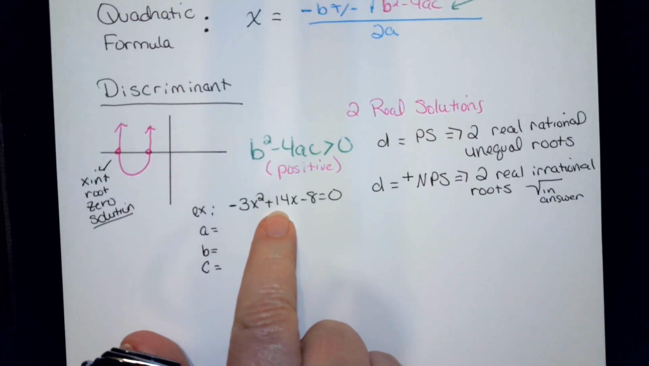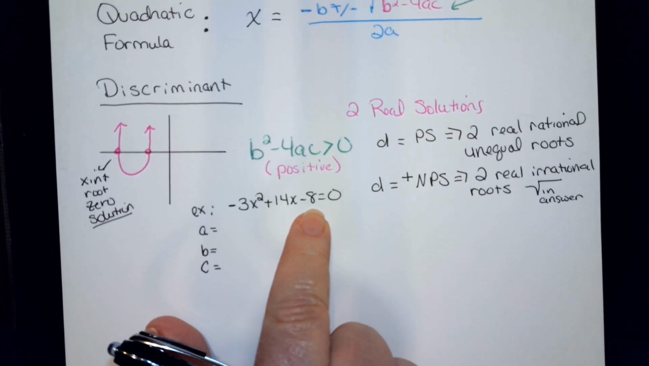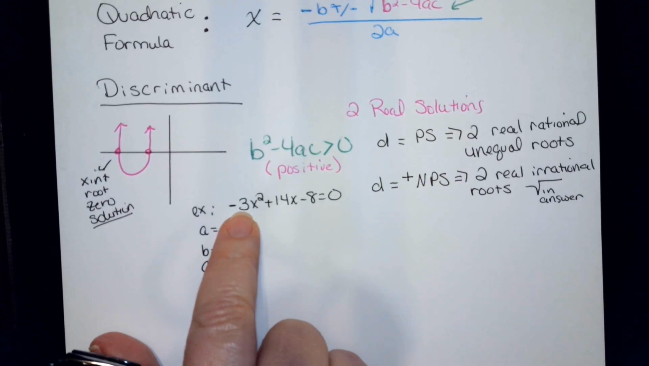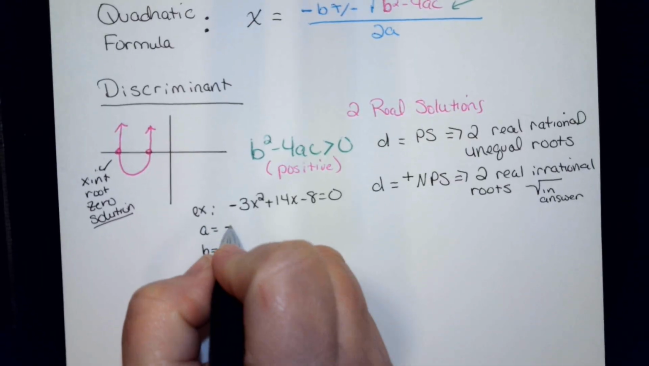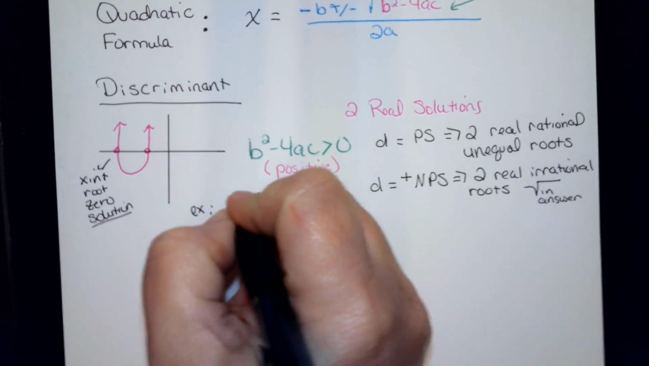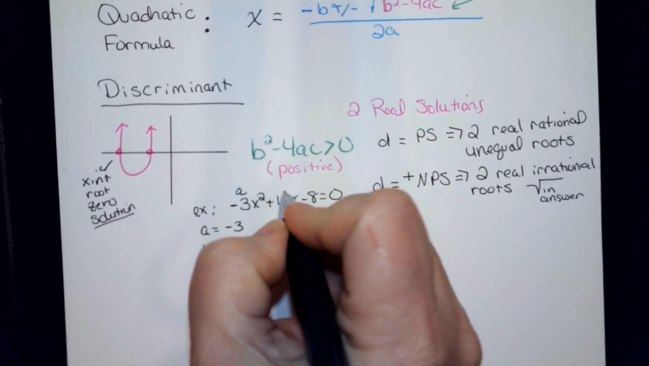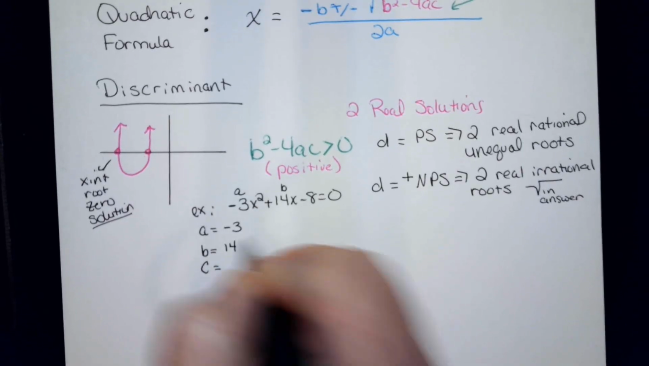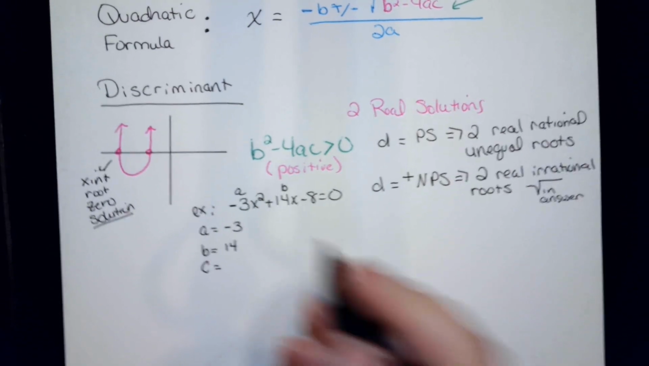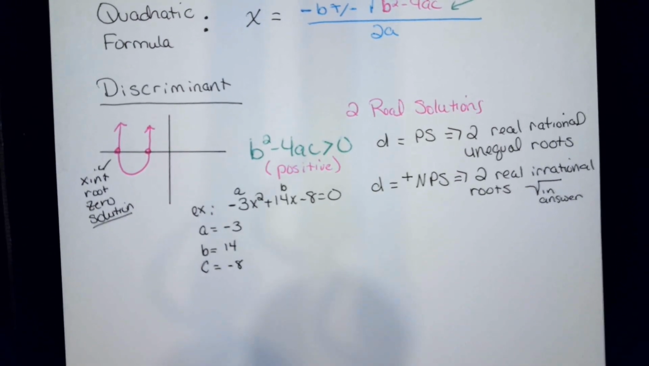Ax squared plus bx plus c. With that being said, our A value is negative 3. Our B value is 14. And our C value is negative 8.